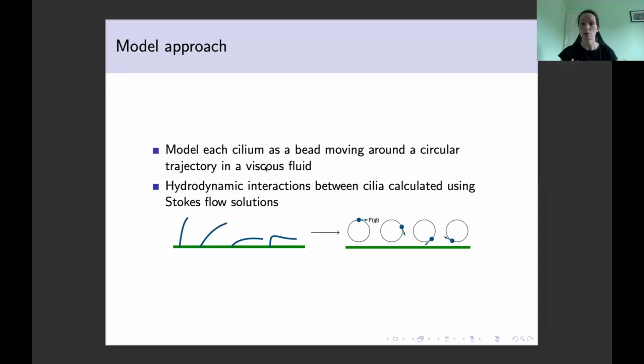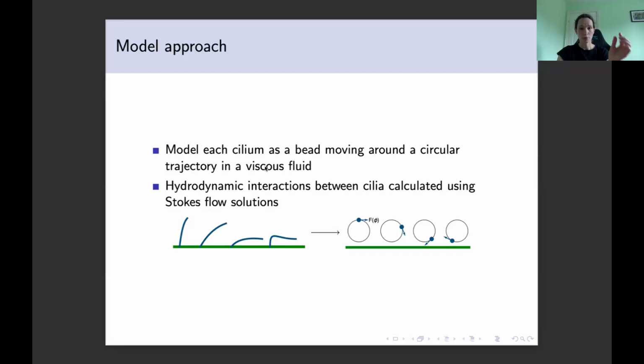The reason it's nice from a theoretical point of view is that we can calculate the hydrodynamic interactions between the cilia. So we're thinking about hydrodynamic interactions as the mechanism for coordination between the cilia. There are other methods through which cilia can coordinate, but hydrodynamics are ubiquitous to all ciliated systems. So that is the method that I'm focusing on here today.